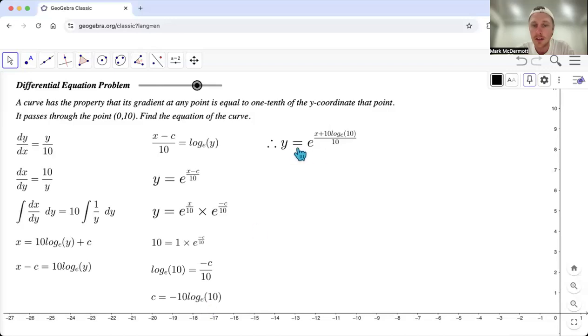So then we get this. We get y equals e to the (x plus 10 log e of 10) on 10, because we substitute c back in. And we get y equals e to the x on 10 multiplied by e to the (10 log e of 10) on 10. And the 10s cancel out here. So you're left with e to the log e of 10. The e and the natural log cancel out. So this whole thing is just 10. So your answer is y equals 10e to the x on 10.